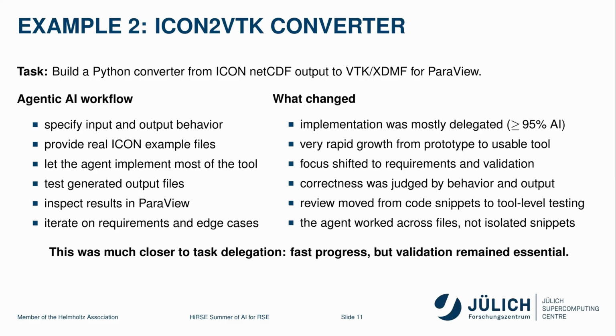So what changed compared to the first example is that here the implementation was really mostly delegated. So I would guess maybe 95% of the code has been generated by AI. There was very rapid growth from prototype to usable tool. Our focus shifted to requirements and validation of the output. Correctness was judged by behavior and output.